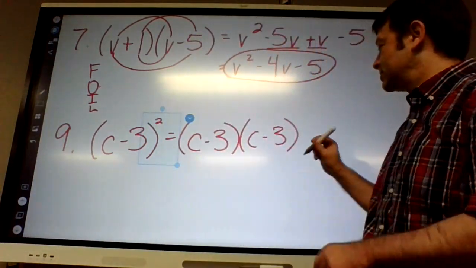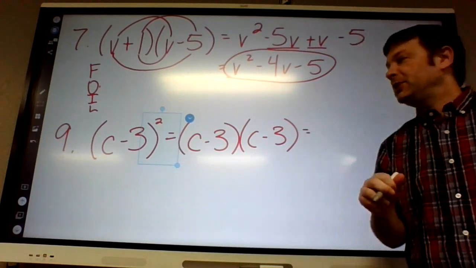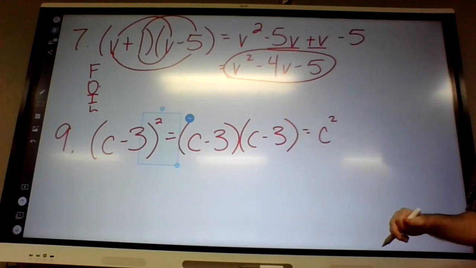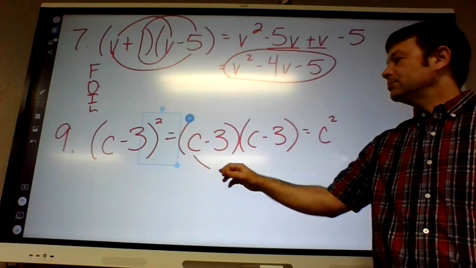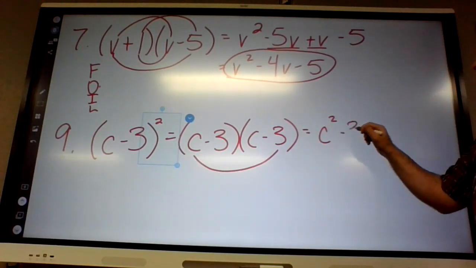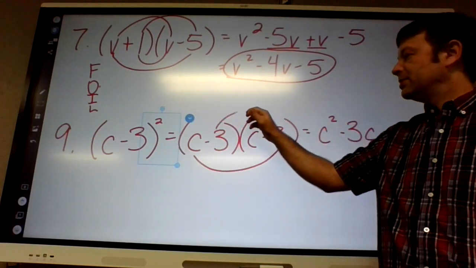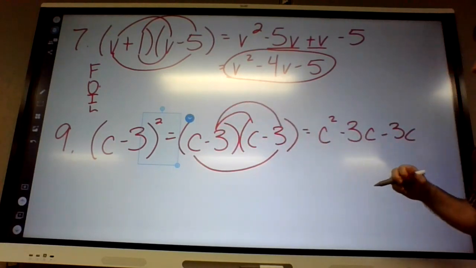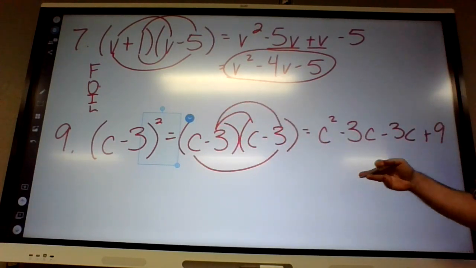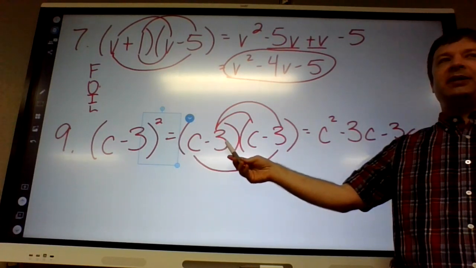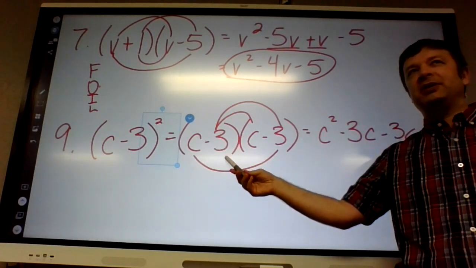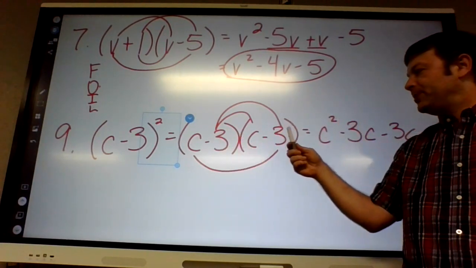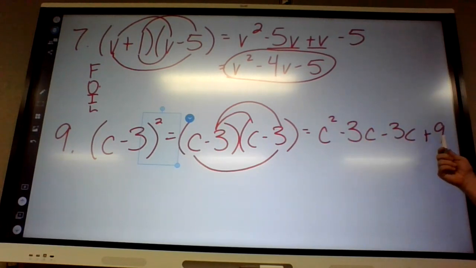Anywho, back to Lennox. Lennox, what would the first be? The first terms? c squared. Yes. How about the outside? Negative 3c. Yep. Inside? Minus 3c. Yep. And last? Plus 9. Plus 9. Yeah, be careful on that. A lot of people get that one wrong. For some reason at the end, a lot of people would put like plus 6 or minus 6, like they stop multiplying. So make sure you remember you're multiplying. Negative 3 times negative 3 is positive 9.